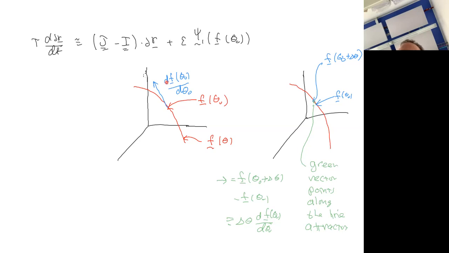So what we want to do is write delta r equals f prime of theta naught delta theta. We care about the component of delta r that points along the line attractor, because it's really moving along the line attractor we care about. We don't really, oops, shoot.